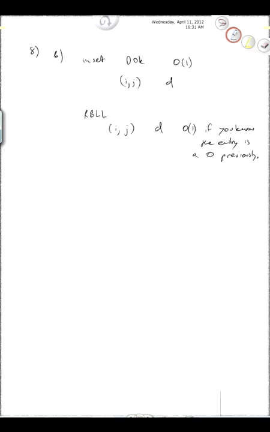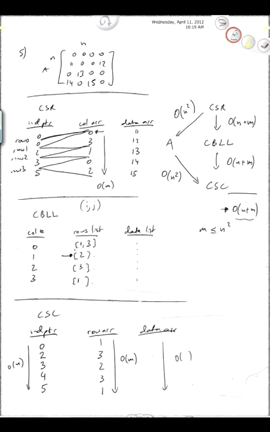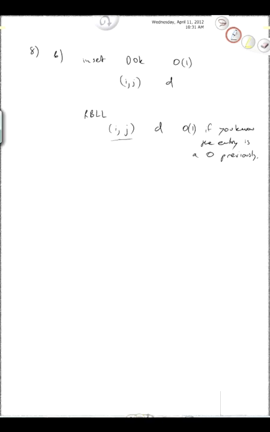Now, if you didn't know that the entry was a 0 previously, you actually have to go and find this ijth entry. And to find the ijth entry means that you have to actually iterate over this list to see if row i appears somewhere in there. And so that's going to take you a little bit longer.